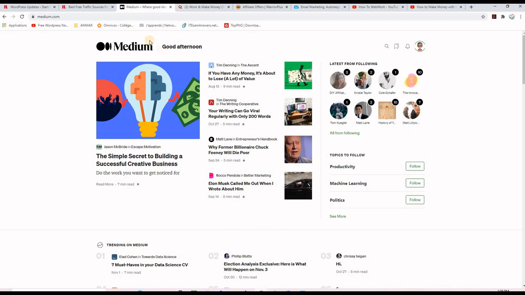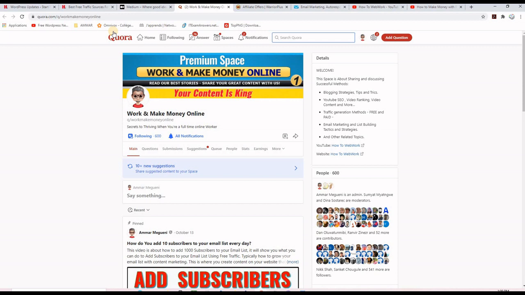We have this website here called Medium, and we have this website here called Quora. These two websites are huge and they have lots of traffic, so people come there to search for information. They are also indexed in the Google search engine, so if people are searching for something, they can find an article published on Quora or on Medium.